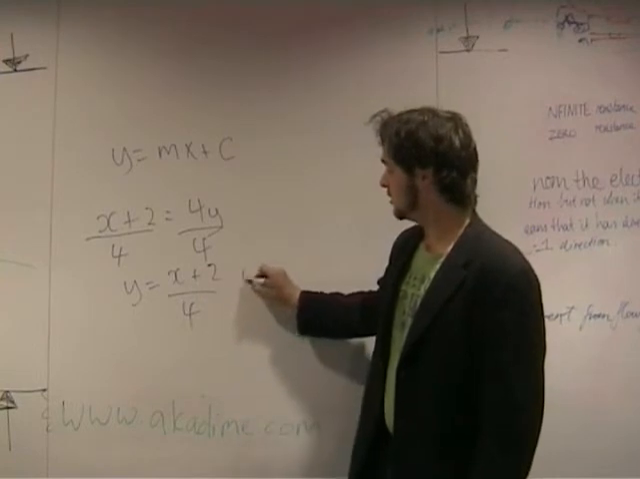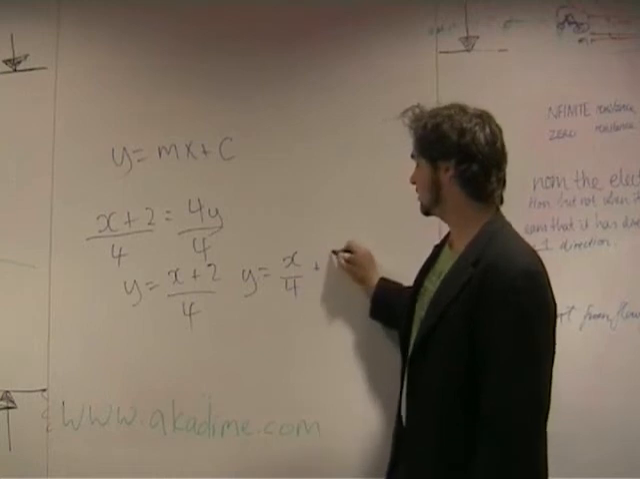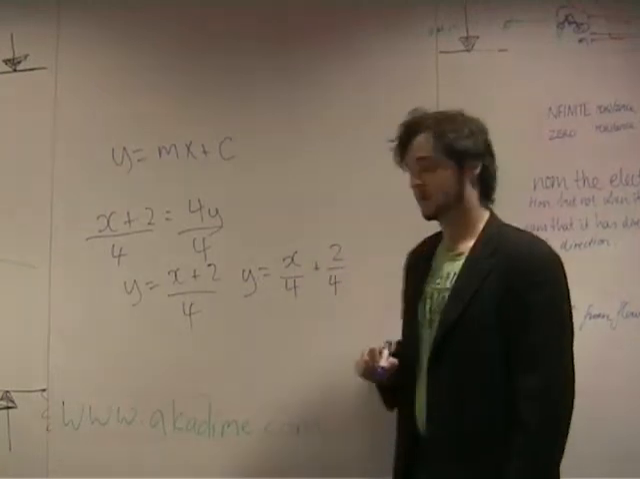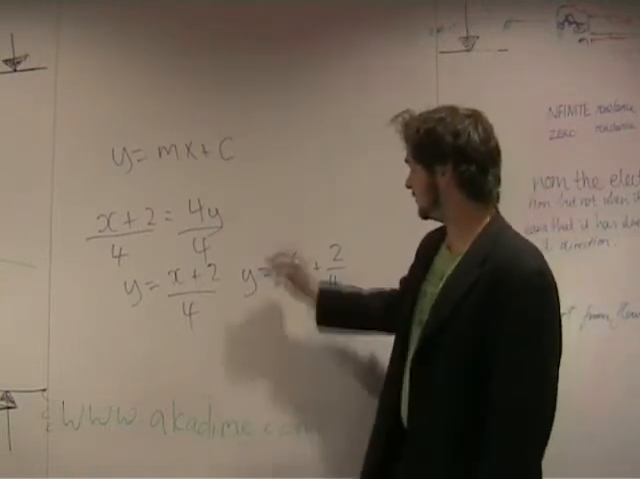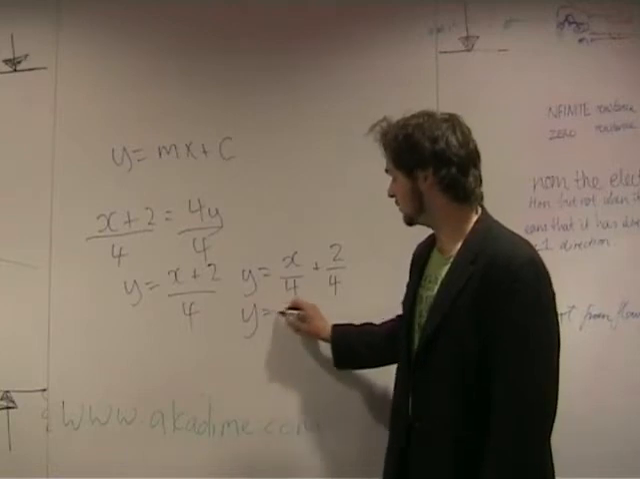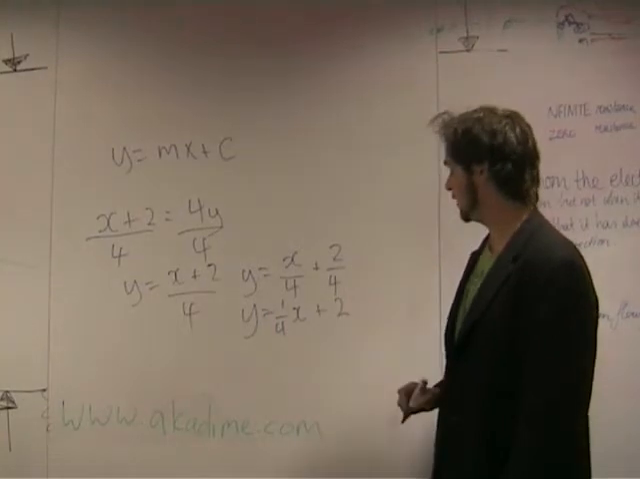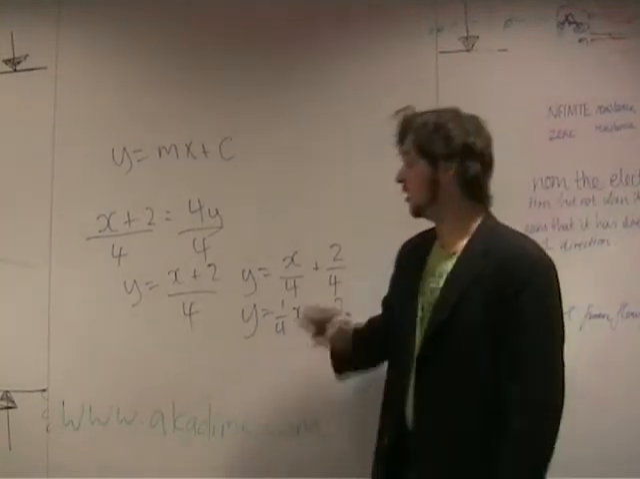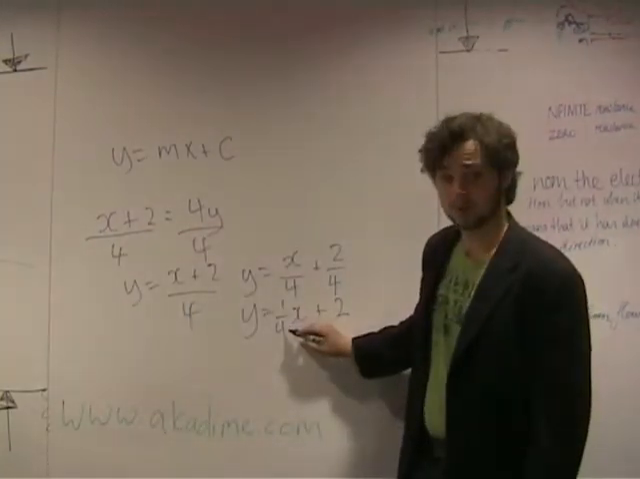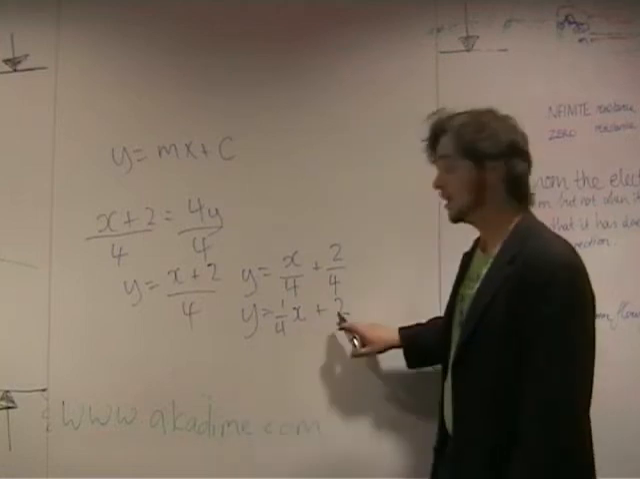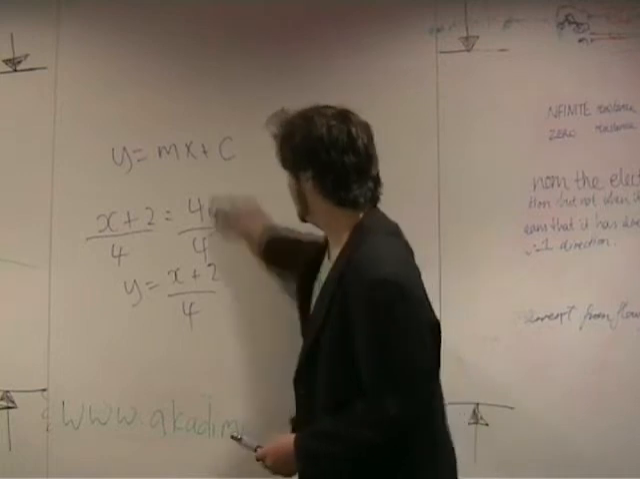We know we can do this. We go y equals x over 4 plus 2 over 4. Because it's a plus or a minus, that works. So we now know that if we simplify this, we can say y equals 1 over 4x plus 2. So now we know the gradient of this graph that we started off with is 1/4, and the y-intercept is 2. Thirdly, we'll do another one.